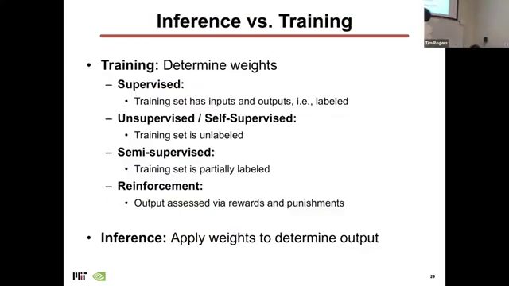Terminology, inference versus training. Okay, so training is what we do to determine the weights. So you start out and you don't know what any of the weights are. They're essentially randomized, okay?